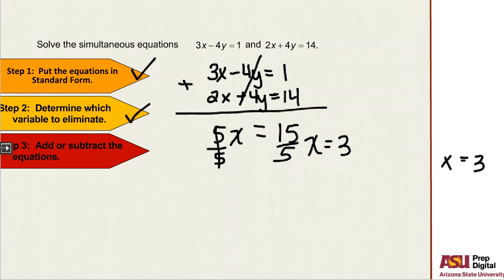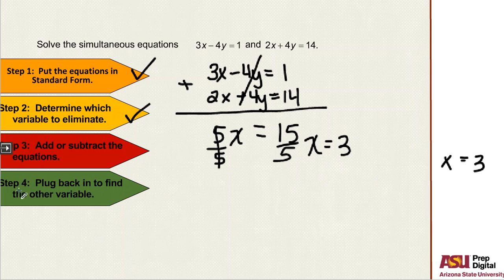Now I'm going to do step 4: plug back in to find the other variable. You have choices. You can plug 3 in for this x or this x. I like to do equations that are all positive, so I'm going to choose the second equation. It will work if you do the first equation as well, though. So I'm going to plug in 3 for that x.